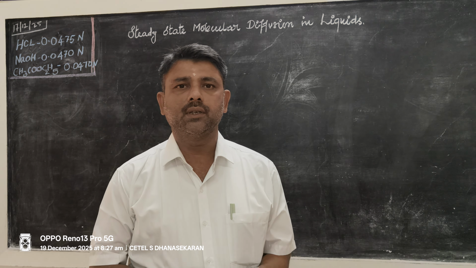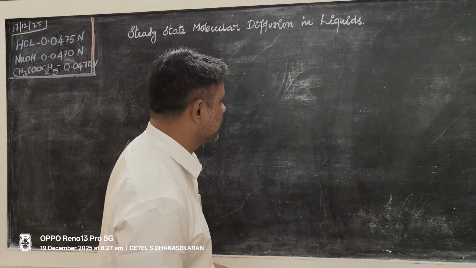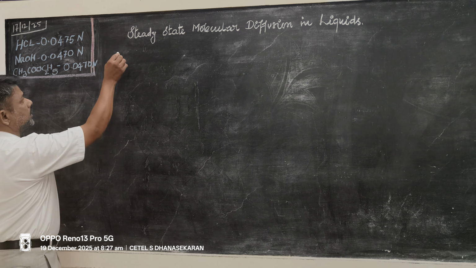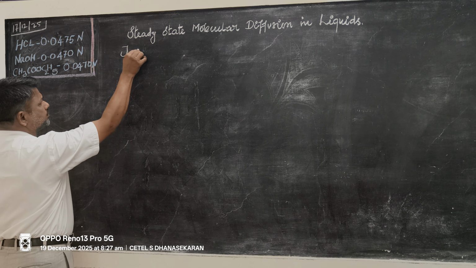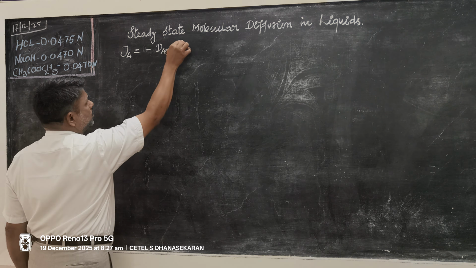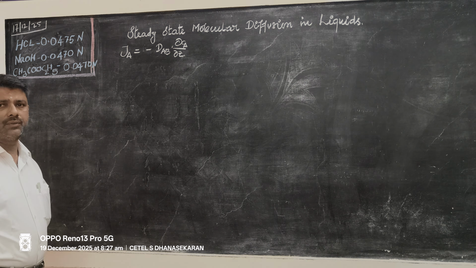My today's class is Steady State Molecular Diffusion in Liquids. Already in my previous videos, we developed the expression for flux of molecular diffusion in gases. Today's class, Steady State Molecular Diffusion in Liquids. The fundamental equation, that means Fick's first law of diffusion, is JA is equal to minus DAB into dou CA divided by dou Z. This is Fick's first law of diffusion.